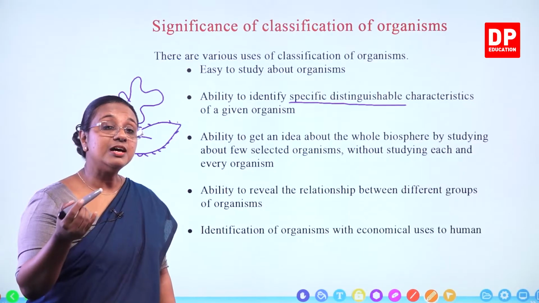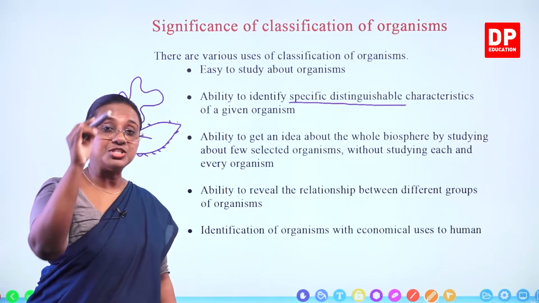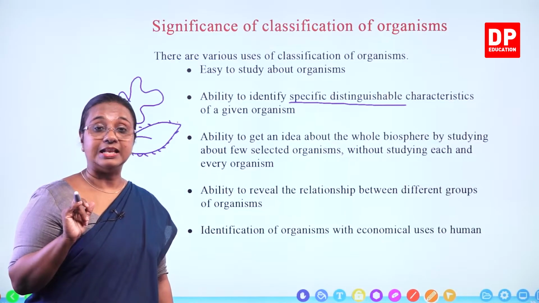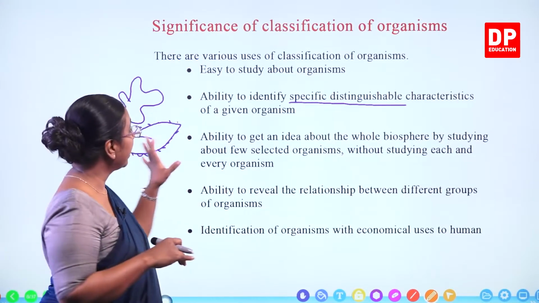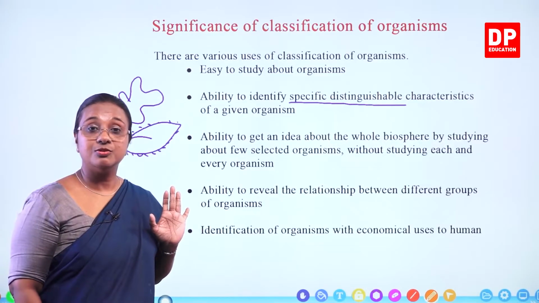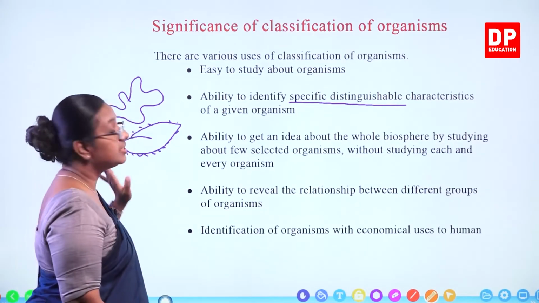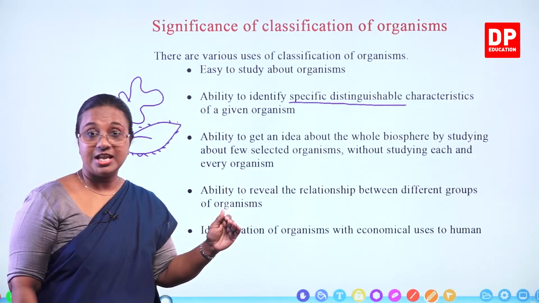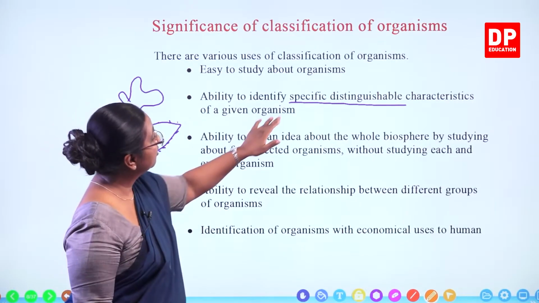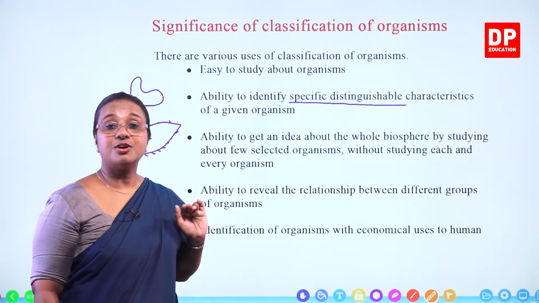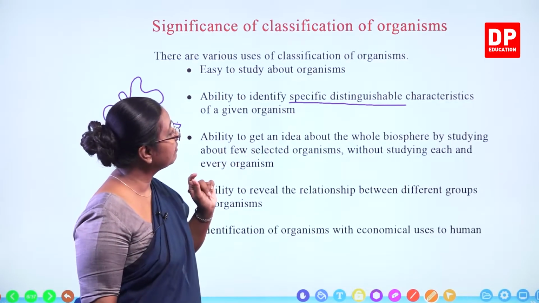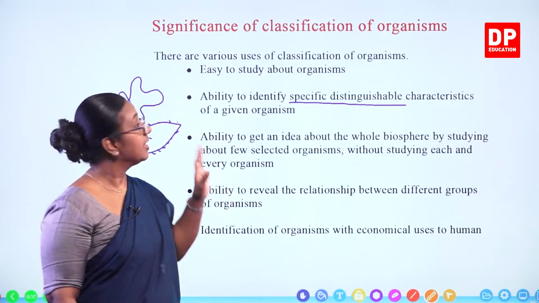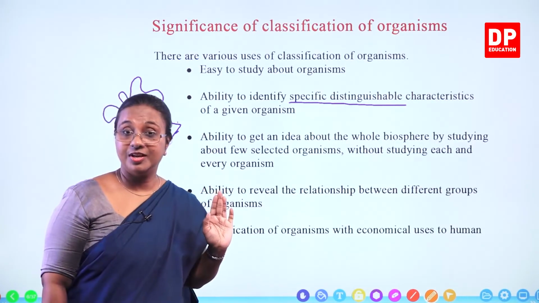Then euglena, again a particular shape with the flagella and green color chlorophyll in it. So based on that, you can identify that it is euglena. So even with single cells, unicellular organisms, you can differentiate them. Obviously, when you know the characteristics of organisms, you can identify the specific distinguishable characteristics. That is the second significance.